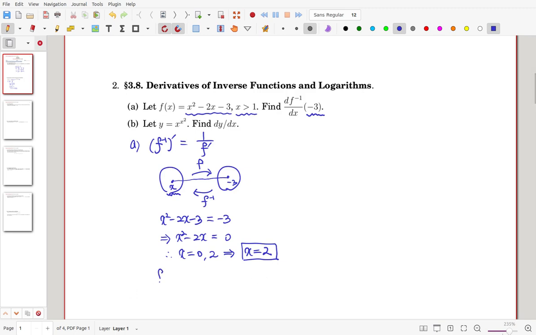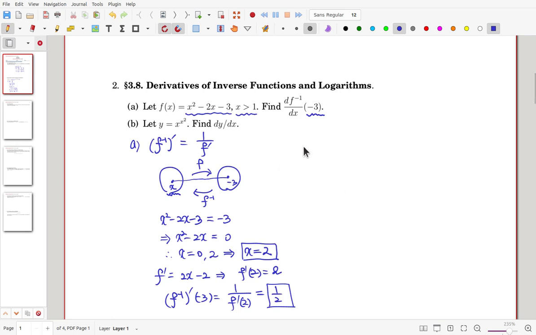Now what is f prime? From the given equation, you can easily get that it is 2x minus 2, so f prime of 2 equals 4 minus 2, which is 2. So the final answer is given in this way. The derivative of f inverse at minus 3 is the same as 1 over f prime at 2. That is the same as 1 over 2. So 1 over 2 is the final answer.